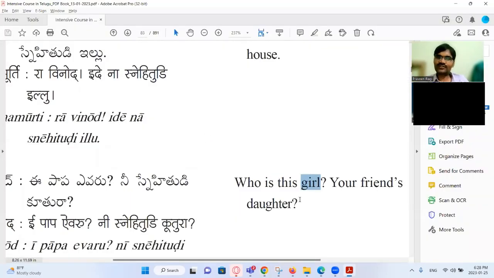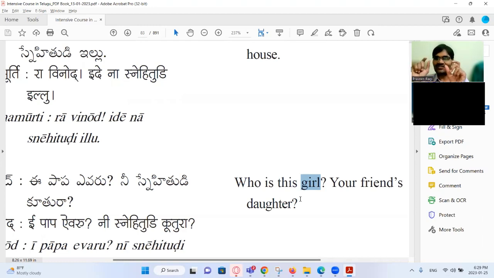Your friend's daughter, so it's a question. Nee snehituri kutura, like that. Here, if you see the English sentence, your friend's daughter is a question. That's why we have kutura. Is she your friend's daughter? That's the meaning. Okay. So whenever we have is, am, or these are the questions, the ending will be a sound.